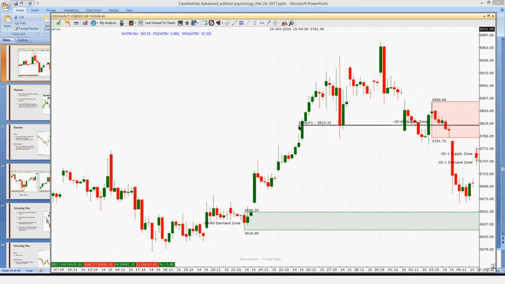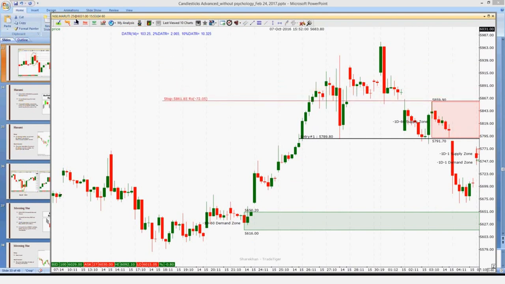Now, if I plan an entry like this and put my stop loss above that and target like this, am I getting a good RR? Not even 2:1. Now, what should be my approach?